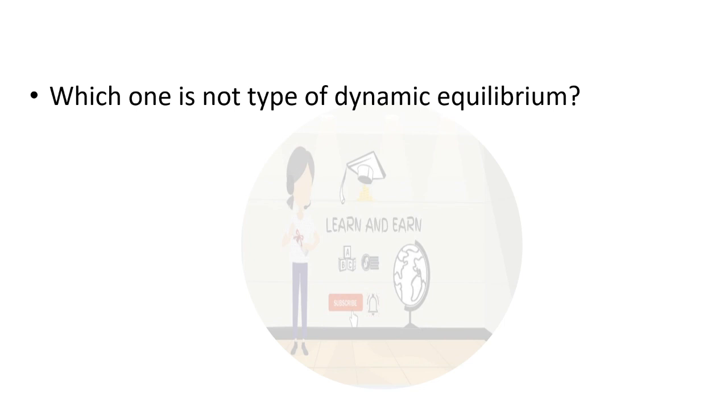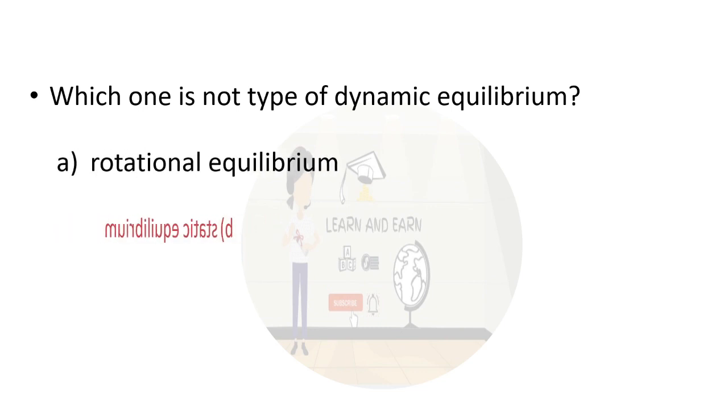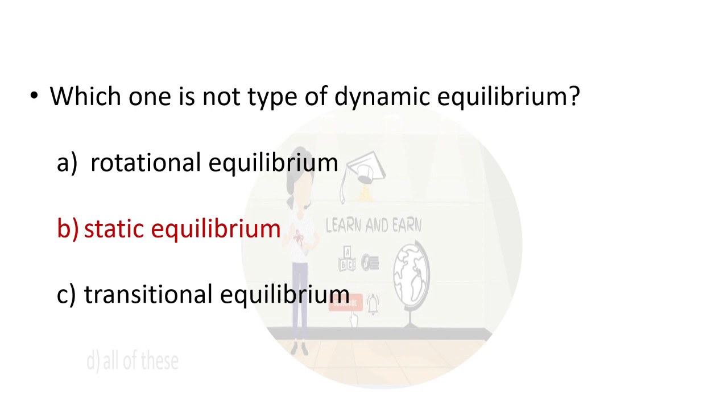Which one is not a type of dynamic equilibrium? Option A, rotational equilibrium. Option B, static equilibrium. Option C, translational equilibrium. Option D, all of these. The right answer is static equilibrium.